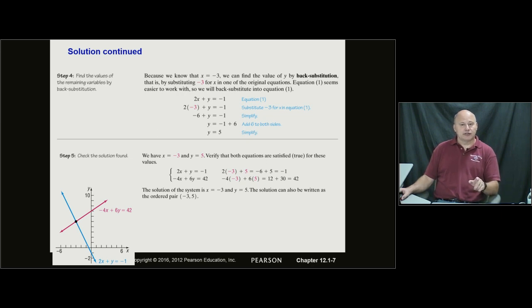Now, I want you to notice closely though, this system actually did have a solution, negative 3, 5. We are going to come up on a few other objectives down the line where the lines don't actually cross, and we're going to see what happens in that case.